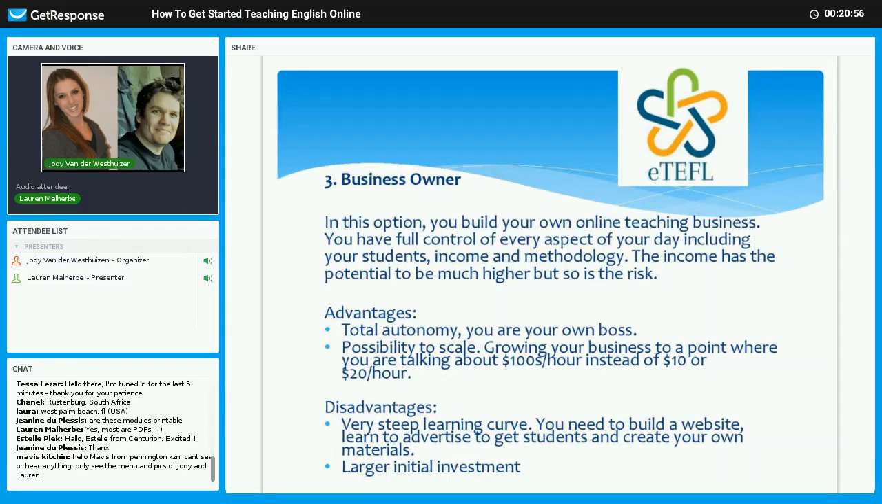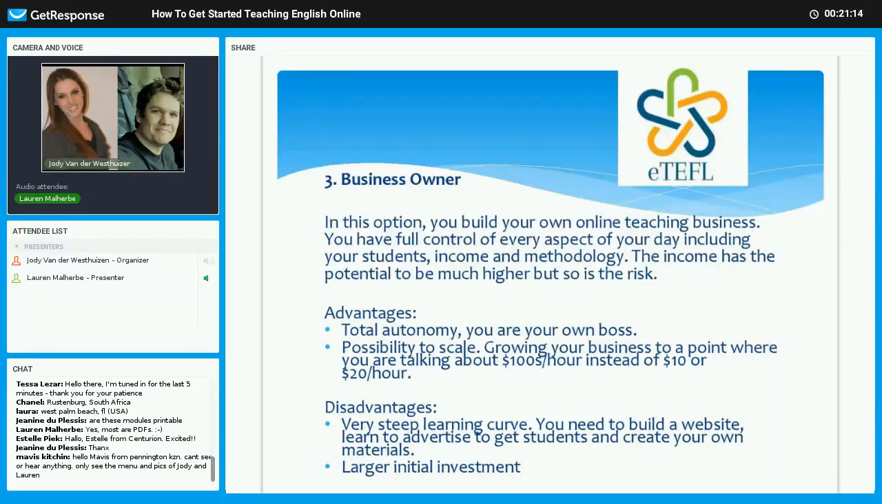And then the third option is to be a business owner, to have your own online teaching business. So in this option, you build your own online teaching business. You have full control over every aspect of your day, including your students, your income, your methodology. You choose what to teach. The income has the potential to be much higher, but so is the risk.